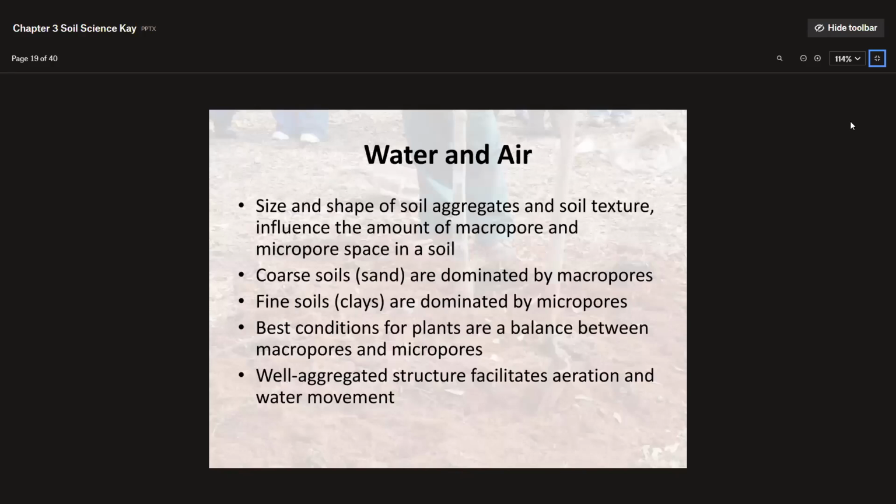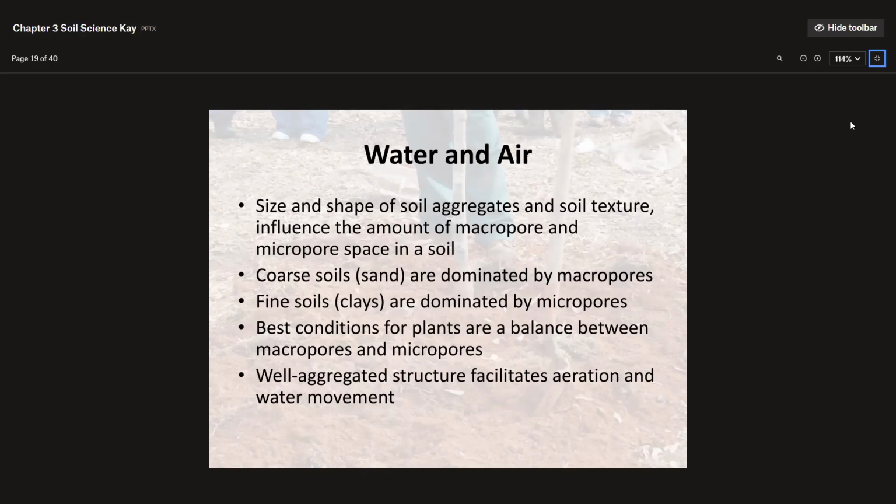The size and shape of those soil aggregates and soil texture influence the amount of macropores and micropore space in the soil. Coarse soils like sand are dominated by macropores. Fine soils like clays are dominated by micropores. So the best conditions for plants are really a balance between micro and macropores. A well-aggregated structural soil facilitates aeration and water movement.